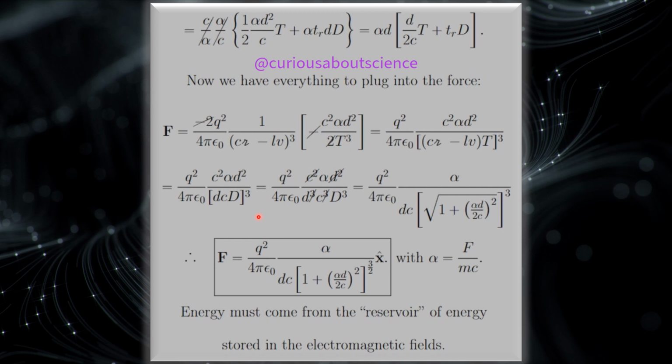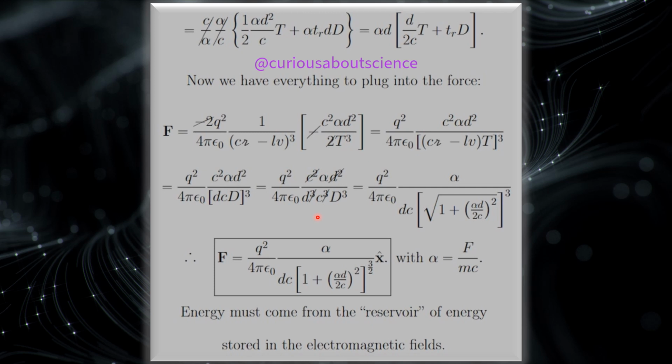Then once we cube it, we see that we had a nice cancellation of a lot of stuff here in the numerator. So we're left with an alpha over this dc times capital D cubed, which we just said a few slides ago was the square root term. And so here we finally can write down a compact form of the force.